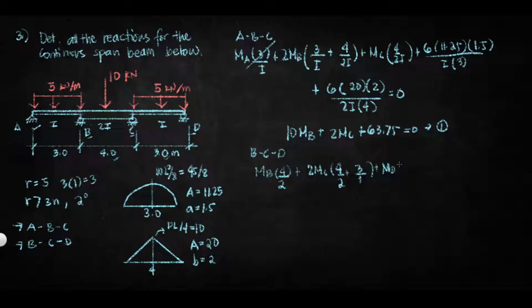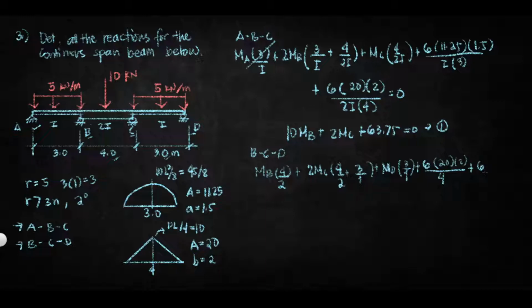So, MD here is equal to L, which is 3 over ilang I. So, I lang yan. So, we can state 1 here plus 6 times. Okay? So, we have 20 times 2 over the length is 4. Okay, so plus 6. Okay, segment CD na tayo.